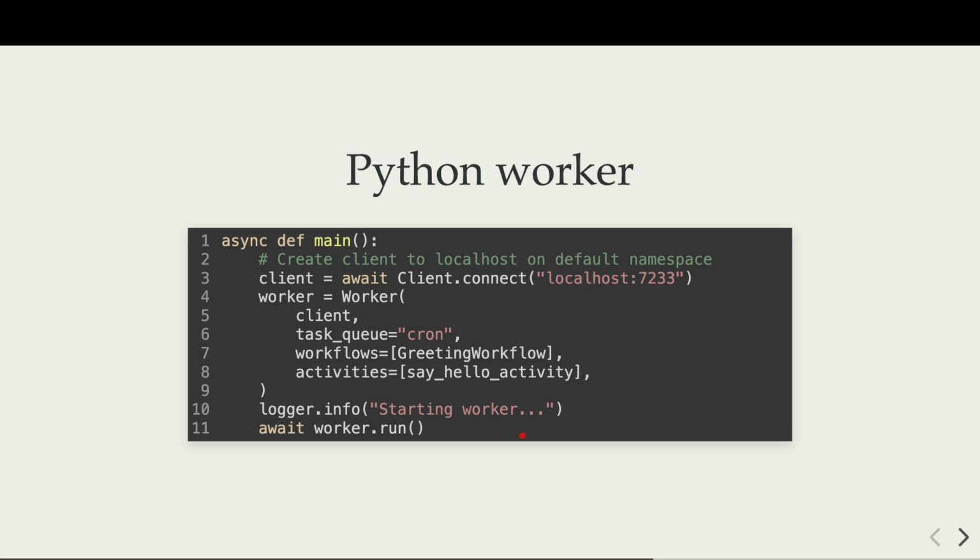Starting the Python worker is actually pretty easy. You just need to connect and then define the task queue that it is serving, and define what kind of workflows it is able to accept and activities it is able to run. You can see that I'm printing out starting the workflow, and then this will be an async run. So you just wait for new tasks, or workflows or activities in this case, and then serve them.